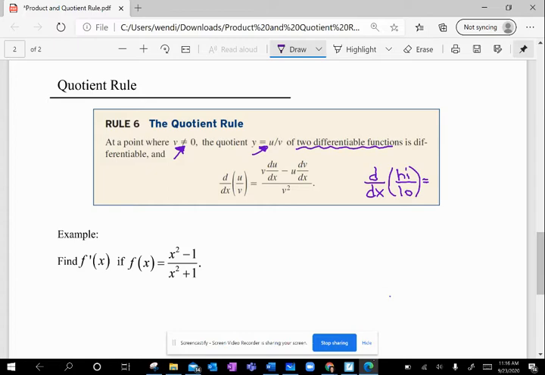It's just a rule. So the derivative of u over v would be v, the denominator, multiplied by the derivative of u, which is the numerator, minus u, the numerator, times the derivative of v, the denominator, all over v squared. Phew! But we will get this. So another way to write this is v, the denominator, times the derivative of u, minus u, the numerator, times the derivative of v, all over v squared.